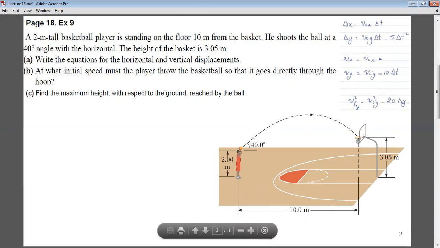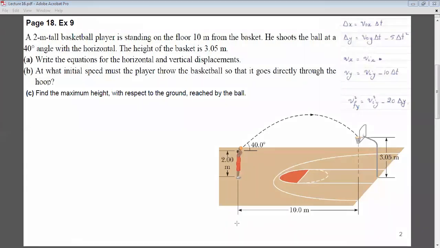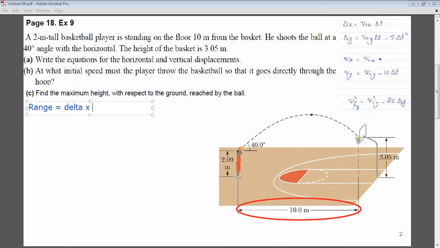What is this 10-meter distance? This is delta x. Okay, we have to put in mind that this is delta x. So they're giving us the range for delta x from beginning to end. It's 10 meters. Okay, he shoots the ball at a 40 degrees angle. So we know theta with the horizontal.